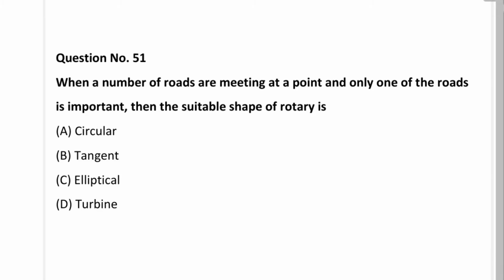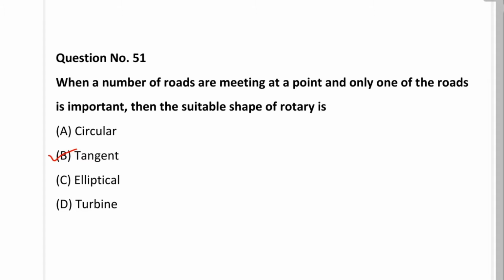Hello friends, in this video we are going to see the MCQ of highway engineering. This is part 2. The question is, when a number of roads are meeting at a point and only one of the roads is important, then the suitable shape of rotary is: A. Circular, B. Tangent, C. Elliptical, and D. Turbine. So the correct answer is B.